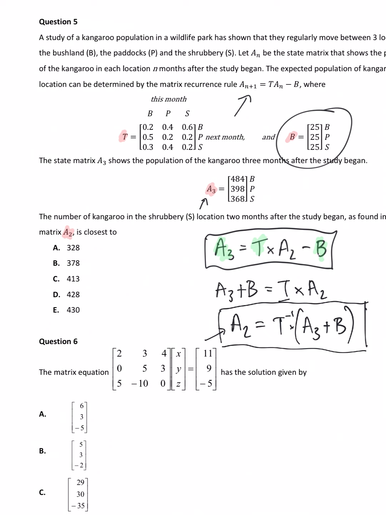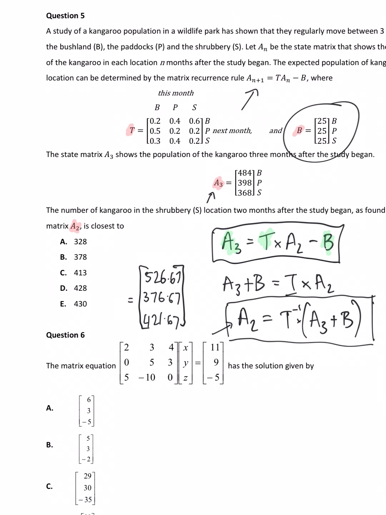And that'll give us, I'll just quickly do it. You'll get 526, and it'll be in decimals, it's like 0.67, then 376.67, and 421.67. I'm just pausing the video while I'm doing the working, so I'm not doing it that quick. Remembering that order, the B is the bushland, the P is the paddocks, and S is the shrubbery.